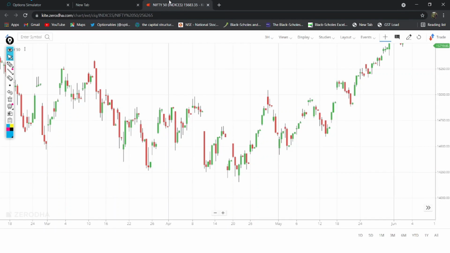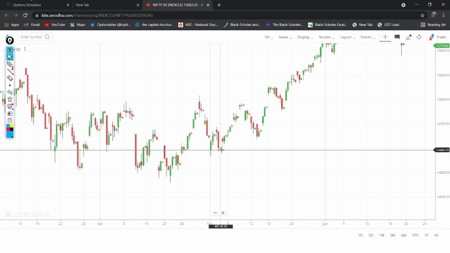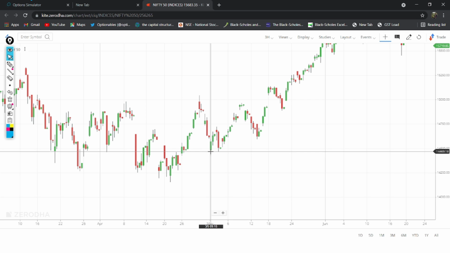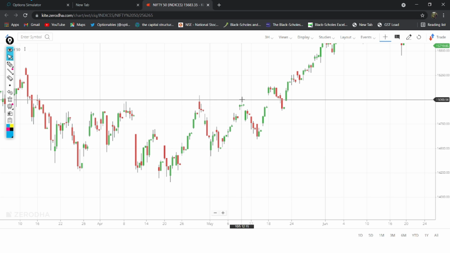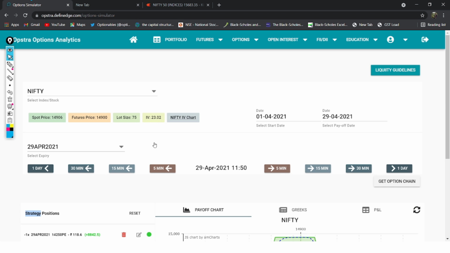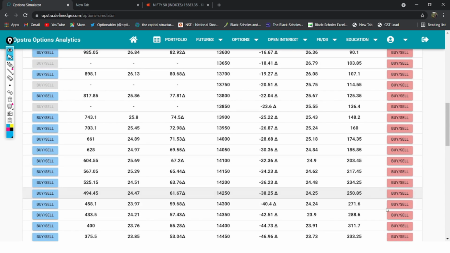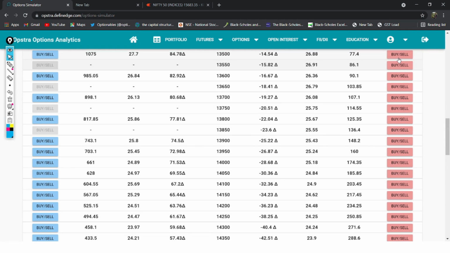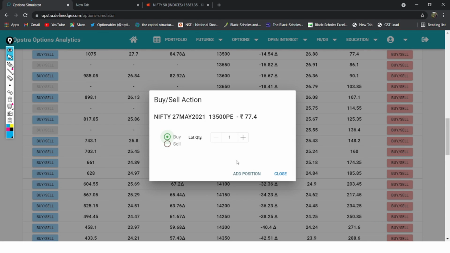So May, the market opened somewhere around 14,500. So I am going to take a range of 15,000 and I am going to take a range of 14,000. So 14,000 and 15,000 is my range. So we are going to see what happens in May. So here I am going to enter 14,000 puts. I am going to short this and I am going to short 15,000 calls. Purchase the hedge at 13,500 and 15,500.